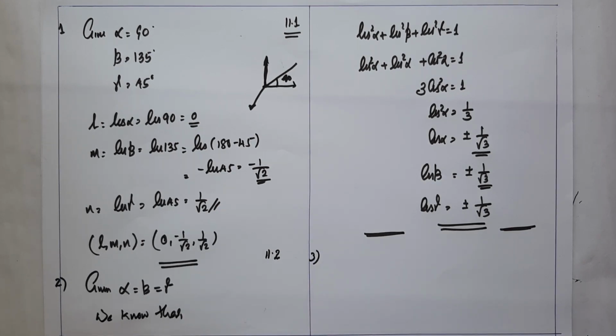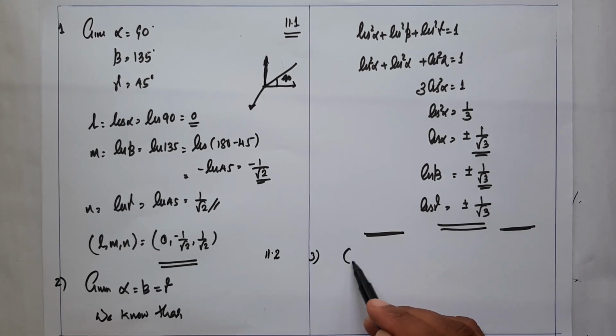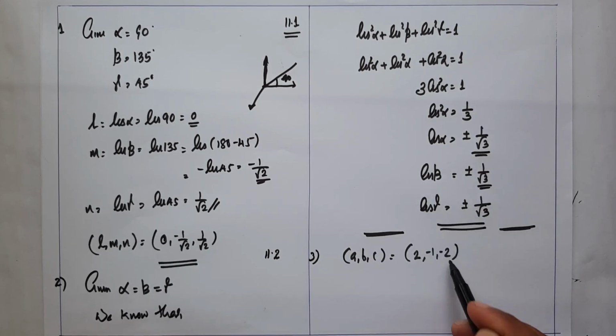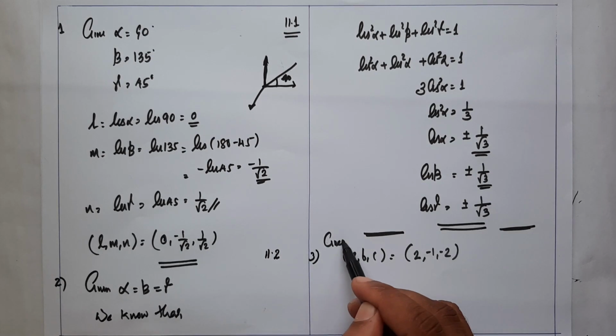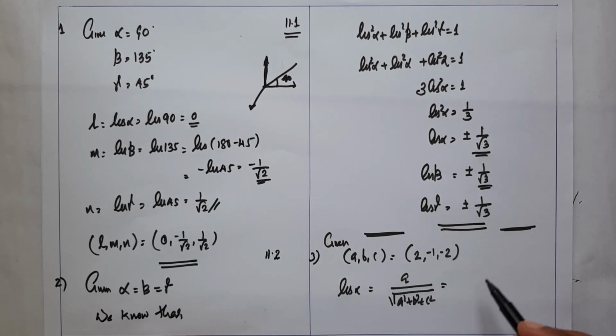Now let's go to one more question. A line with direction ratios 2, minus 1, minus 2 is given. Find the direction cosines. You know, for the direction cosine, cos alpha is a divided by square root of a square plus b square plus c square. Here a, b, c are already given, so that is 2 divided by square root of 4 plus 1 plus 4.